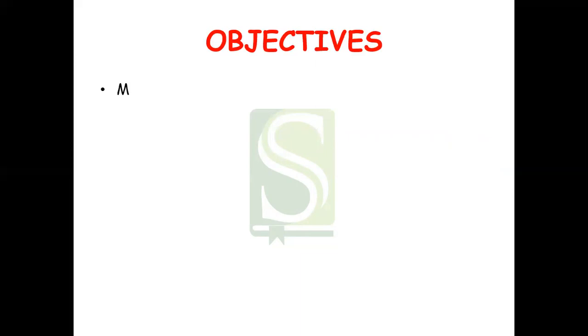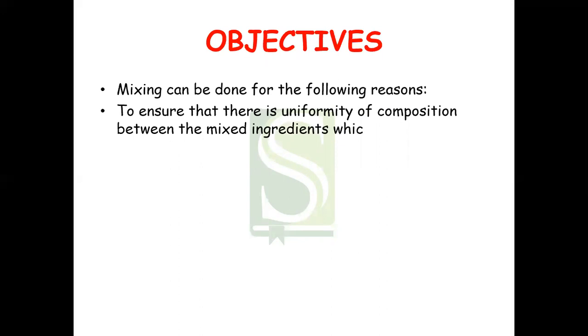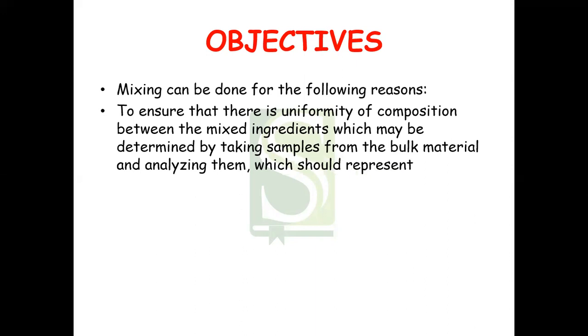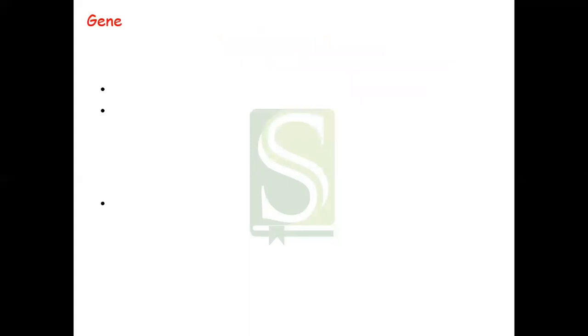So the objective of mixing is to ensure that there is uniformity of the composition between the mixed ingredients, which may be determined by taking samples from the bulk material and analyzing them, which should represent the overall composition of the mixture. Also, it is carried out to initiate or to enhance physical or chemical reactions. For example, the physical reactions important are diffusion, dissolution, etc.